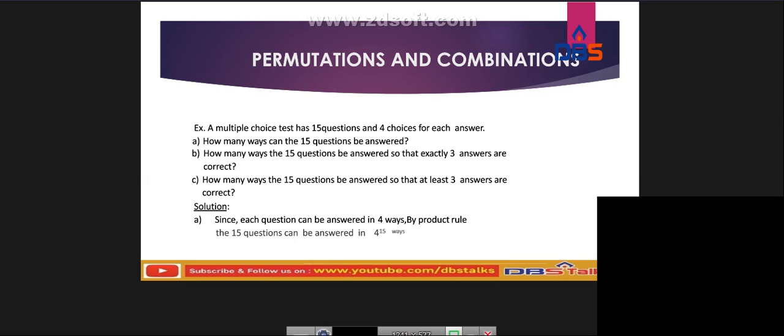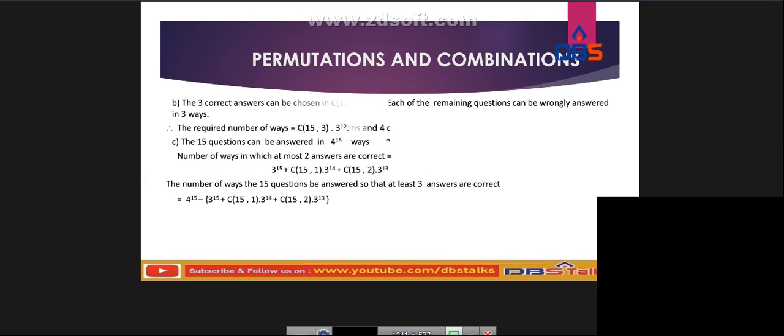Second, in how many ways can the 15 questions be answered so that exactly 3 answers are correct? We choose the 3 correct answers in C of 15 comma 3 ways, and each of the remaining 12 questions can be answered wrongly in 3 ways. So the required number of ways equals C of 15 comma 3 into 3 power 12.